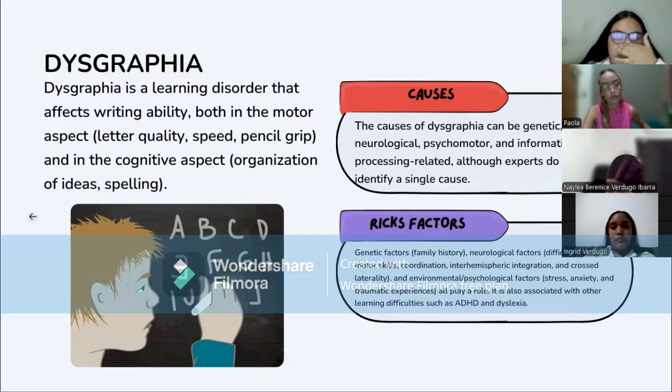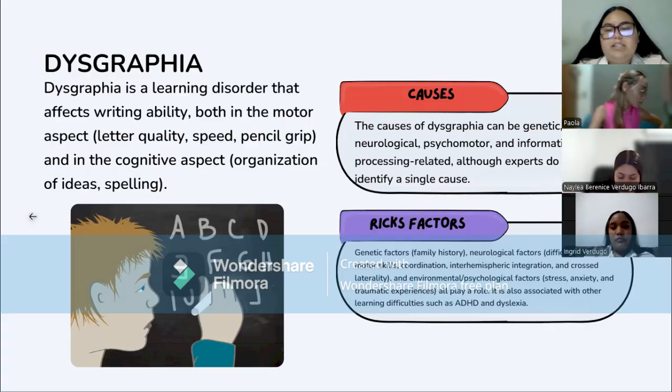Risk factors. The risk factors are genetic factors, family history, neurological factors, difficulties with fine motor skills, conditional interhemispheric integration, and crossed laterality. Environmental psychological factors such as stress, anxiety, and traumatic experience also play a role. It is also associated with other learning difficulties such as ADHD and dyslexia.